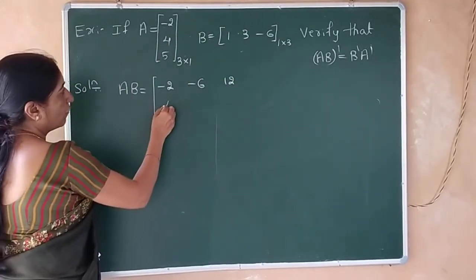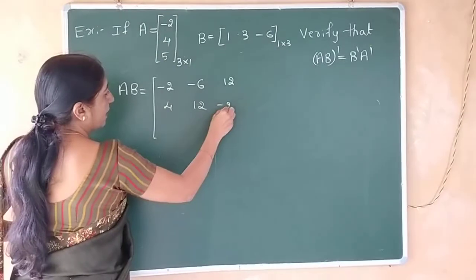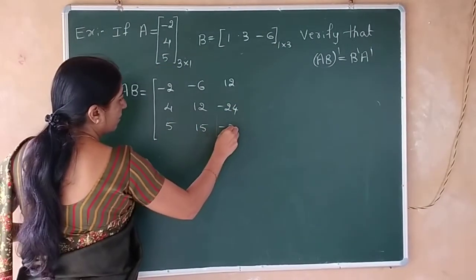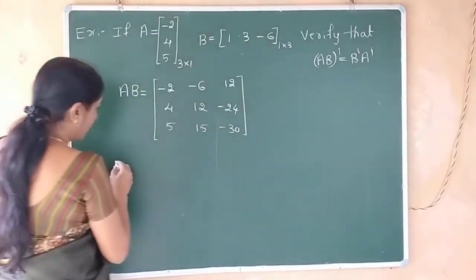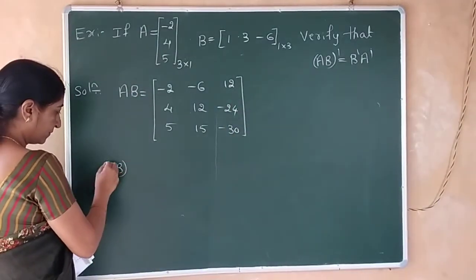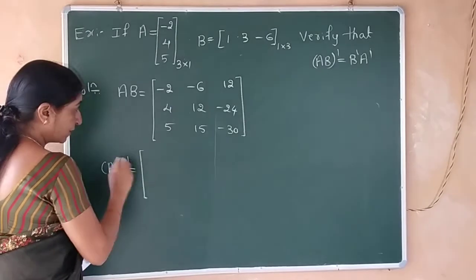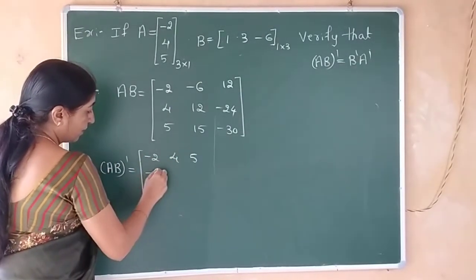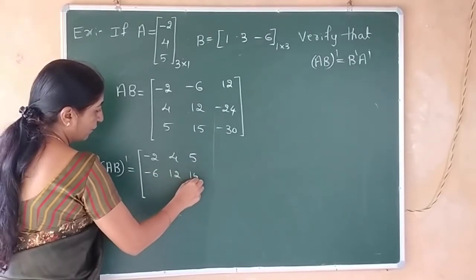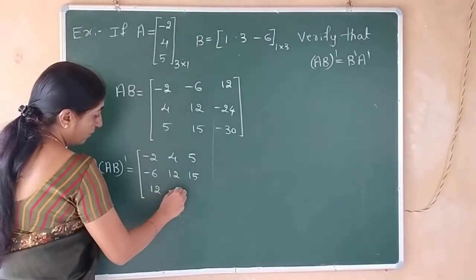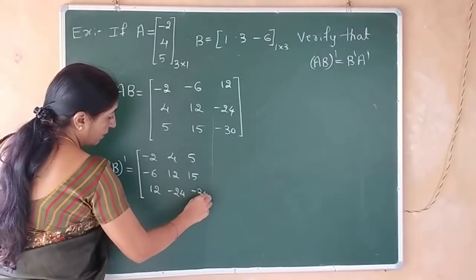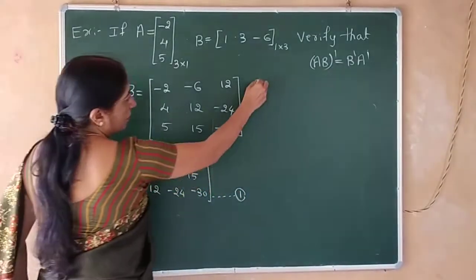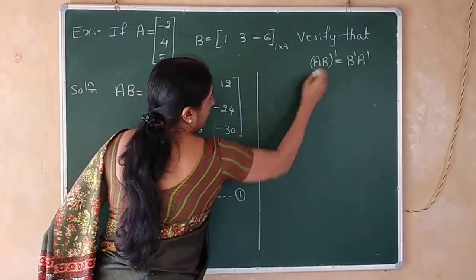Similarly second row, 4, 12, minus 24. Then 5, 15, minus 30. Write down the transpose of this. Transpose of this means row changes to column. Minus 2, 4, 5, minus 6, 12, 15, and it is 12, minus 24, minus 30. This is what? This is equation 1. Understood?